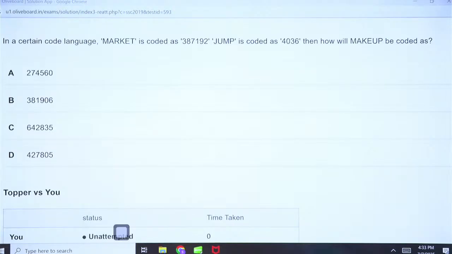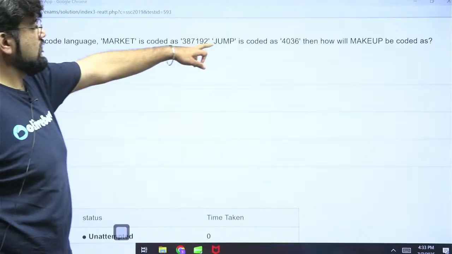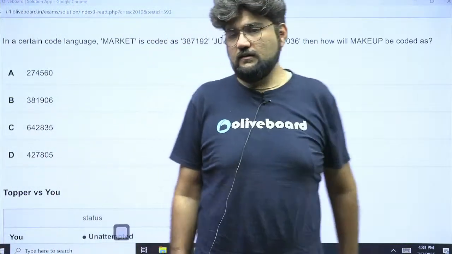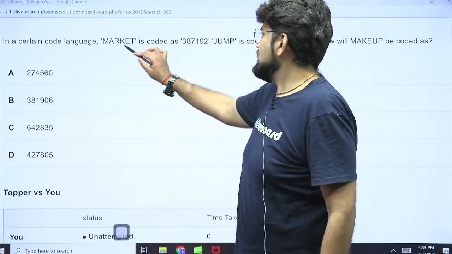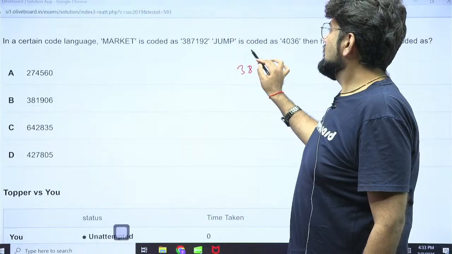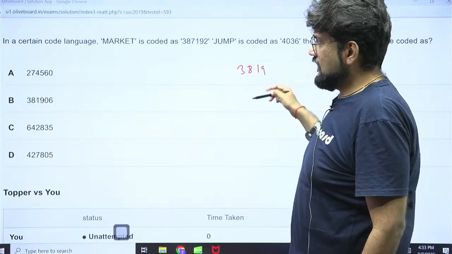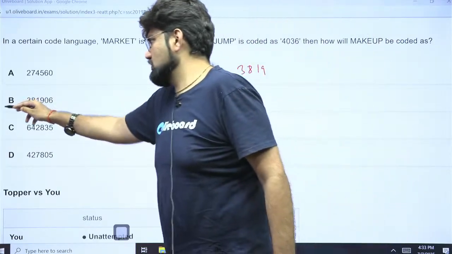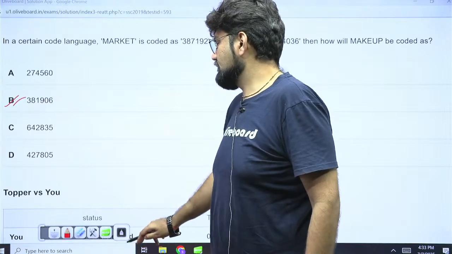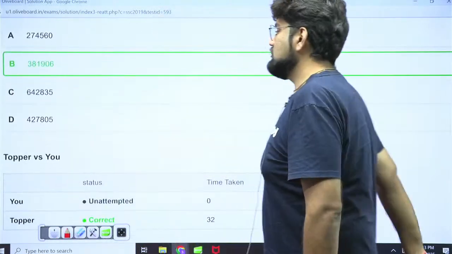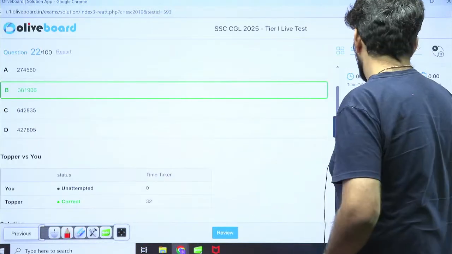MARKETJUMP? I have only M as a common one. So if we just check, M is the first one 3 and M is the third one 3. Yeah, it's that only. So make, M-A-K-E. So M-A is 38, K-E is 19. 3819. We have only one option, which is option B. Simple substitution coding this is.